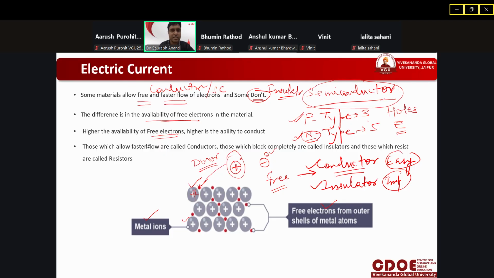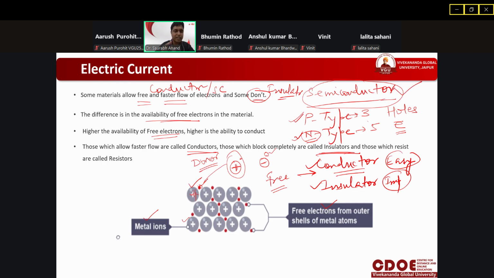What is conduction? Conduction is when current is flowing in any conductor, then there is conduction inside it. If current is not flowing, there is non-conduction, right? So you can see here, these are conductors. If current is not flowing, it is an insulator. But if current flows only after applying some external force, it is a semiconductor.